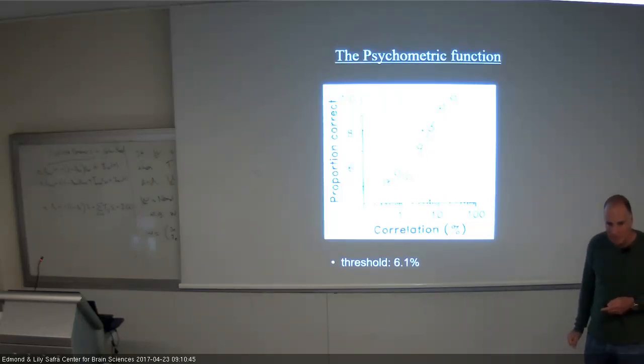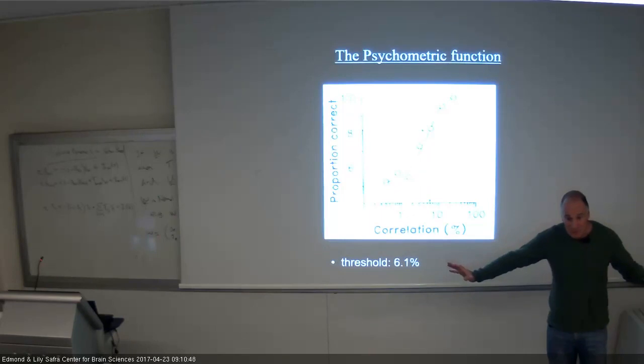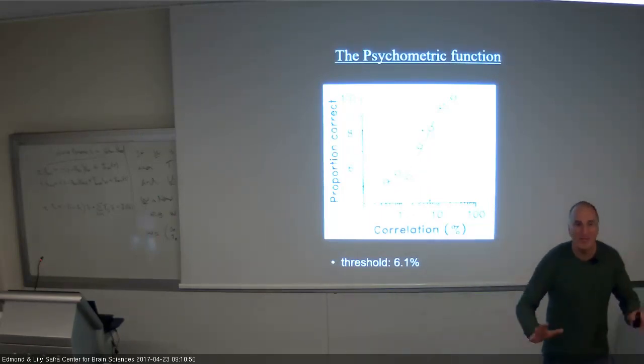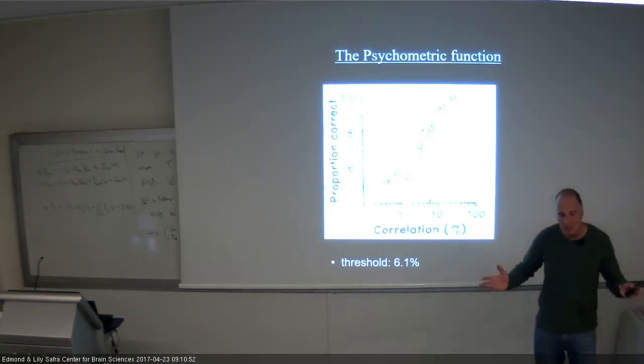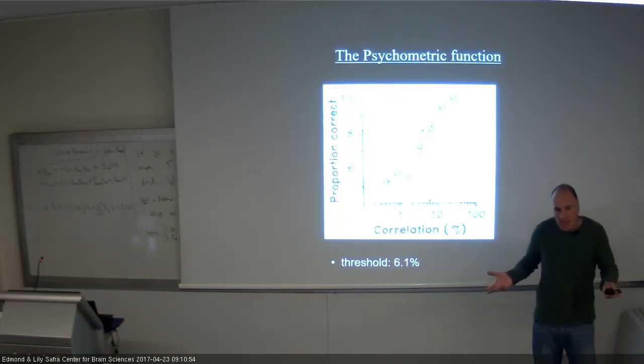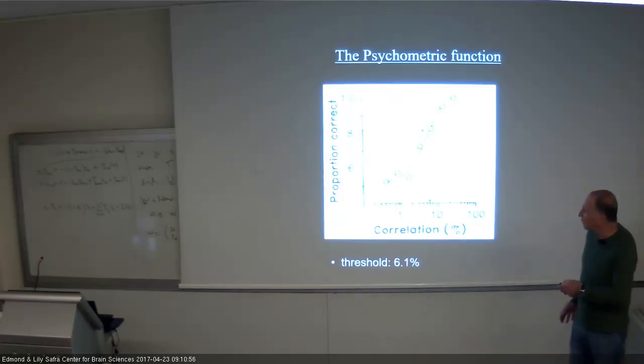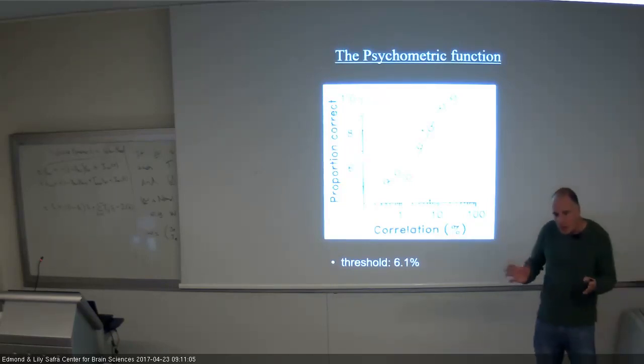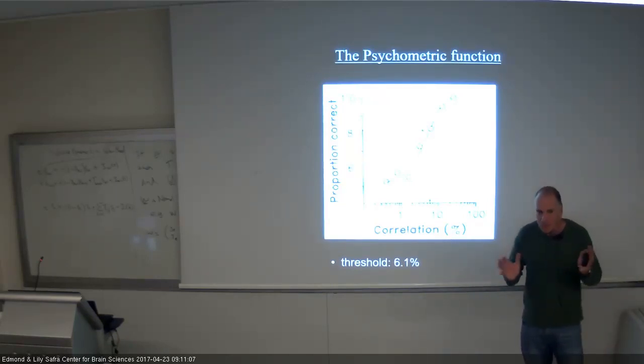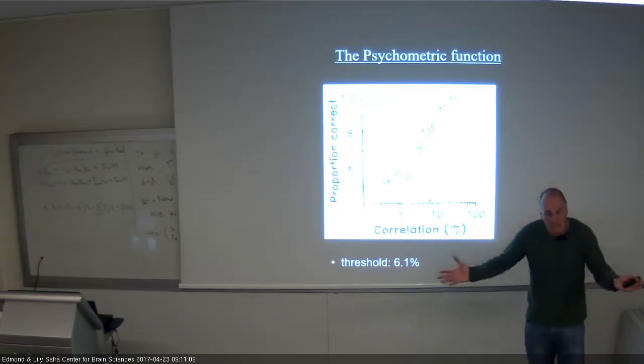Okay, but if it's completely random? Good point. If it's completely random, of course, the monkey can't do better than 50%. So if you found that with no correlation, the monkey's performance was above 50%, you'd be saying maybe there's another cue here that's relevant for the monkey's behavior. But that's not the case.